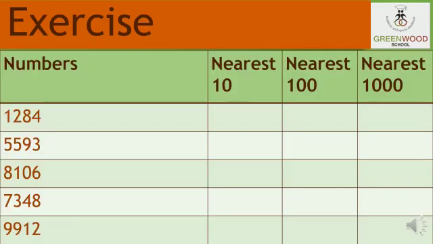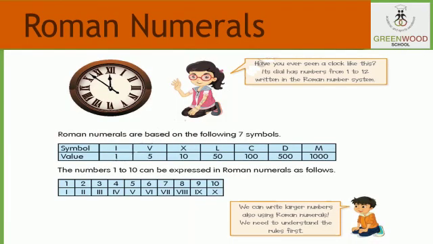Now, solve this exercise. Round off the given numbers to the nearest 10, 100 and 1000. Topic: Roman numerals. Roman numerals are a way of counting. These were introduced by the Romans in Rome during ancient times. Many years later, Roman numerals slowly began to be replaced by Hindu-Arabic numerals, which were more convenient.